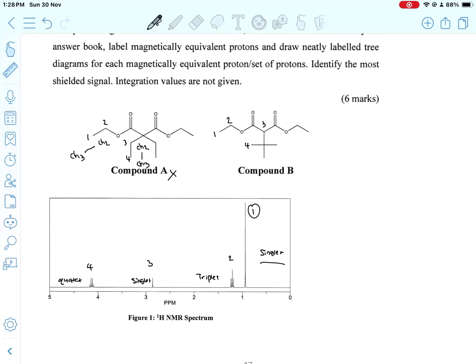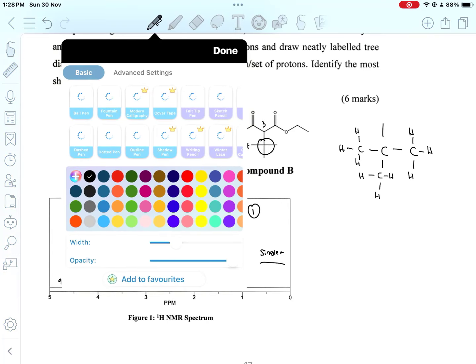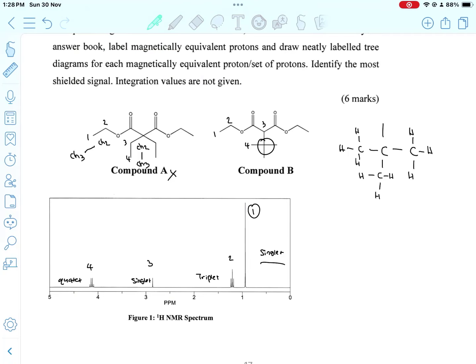The first signal will correspond to the cross-section area of compound B. Let me draw out how it looks. A single central carbon will be connected to 3 other carbons, and each of these carbons will then be connected to another 3 hydrogens. All of these hydrogens cannot couple together because it's actually 4 bonds away. We know that only hydrogens 1 to 3 bonds away can couple, but if it's 4 bonds, you cannot couple. That's why all of these hydrogens will produce only one signal.